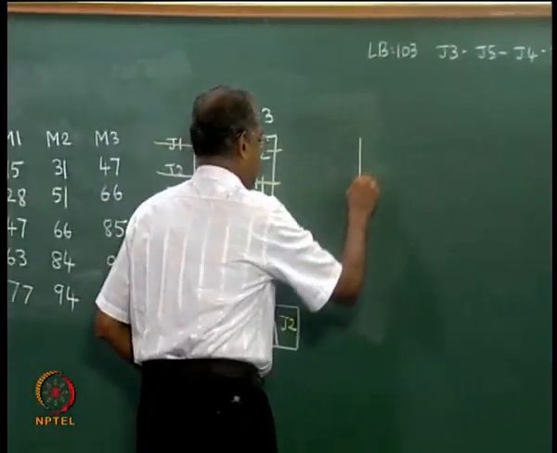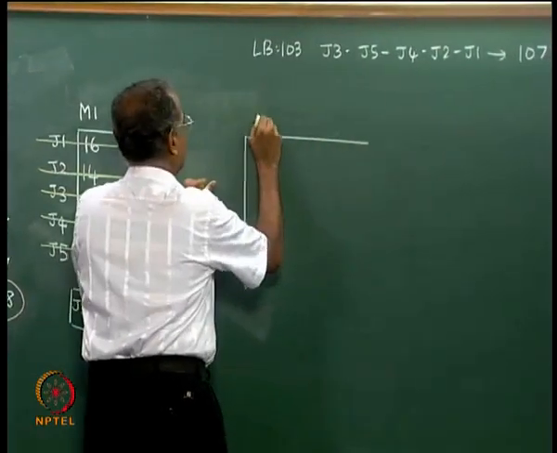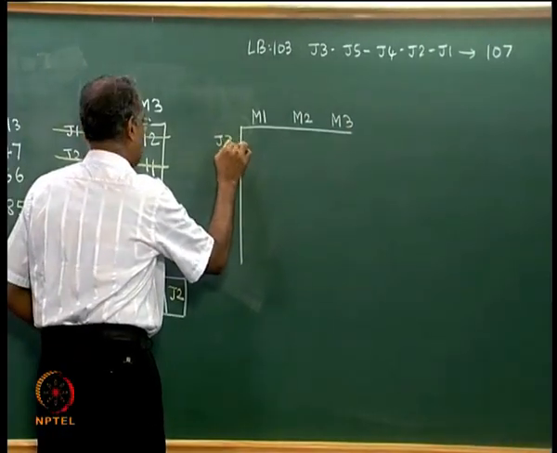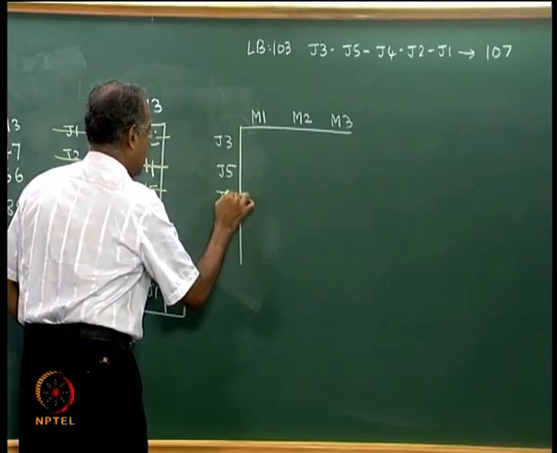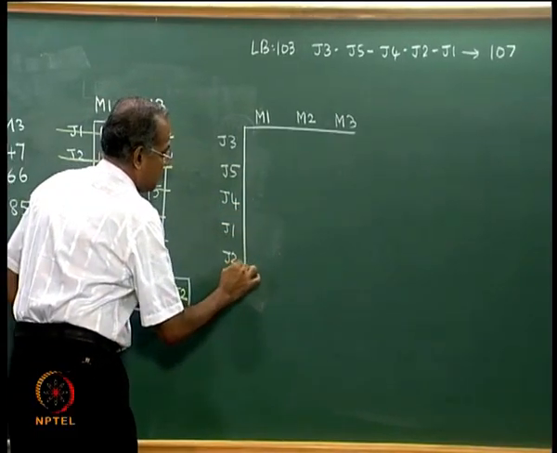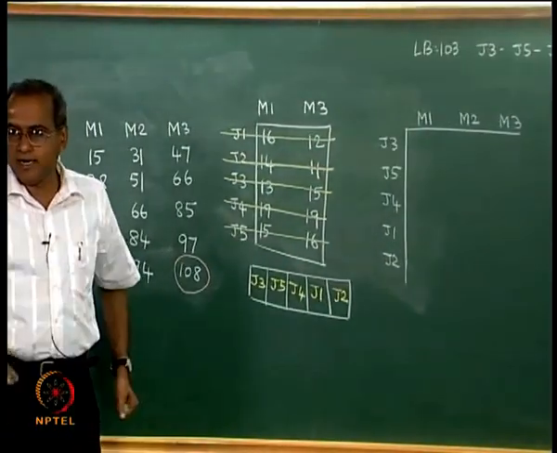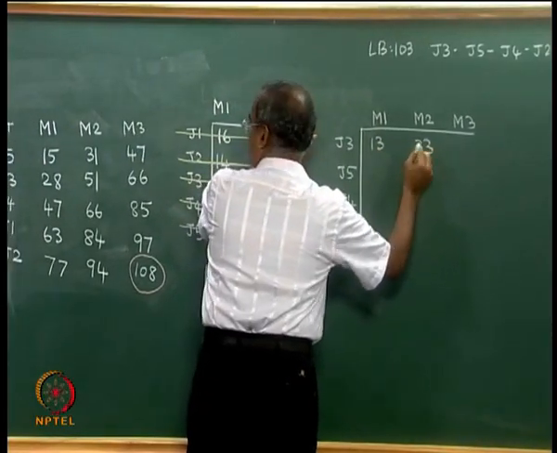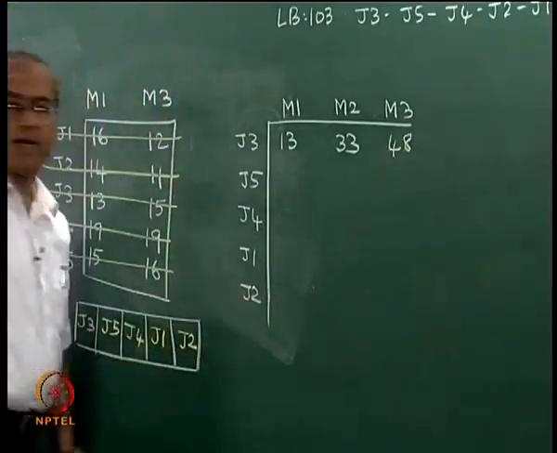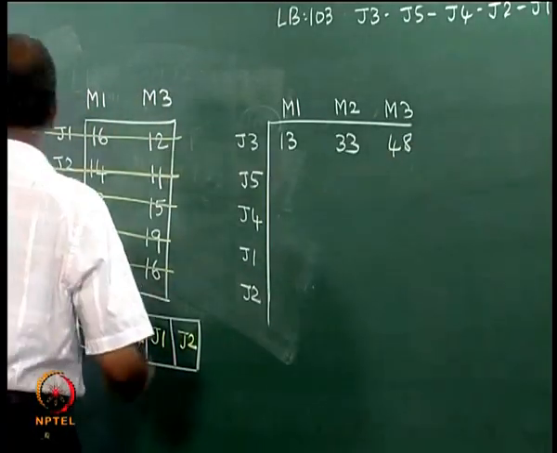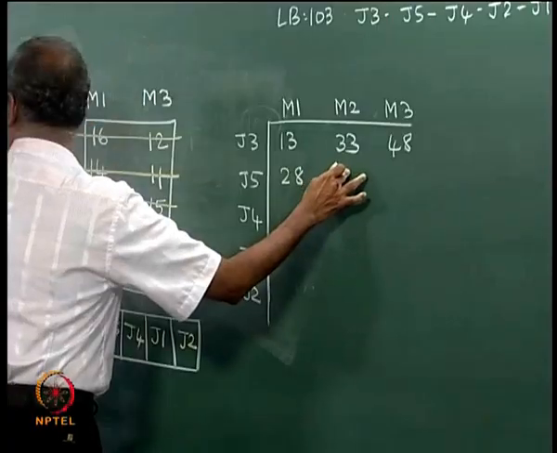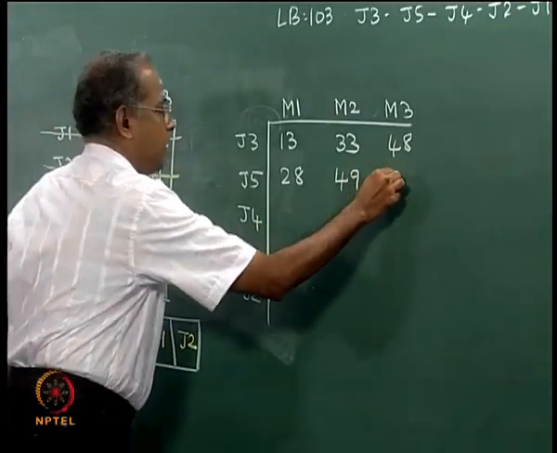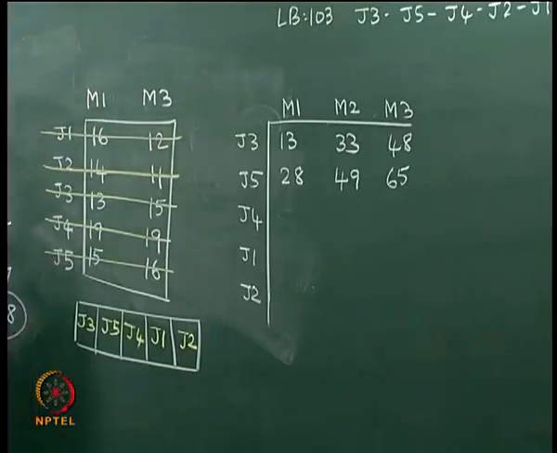So we write M1, M2, M3, J3, J5, J4, J1, J2. So, very quickly writing the completion times. J3 is 13, 13 plus 20, 33, 33 plus 15, 48. J5 starts at 13, finishes at 28, waits till 33, finishes at 49. M3 is already available, 49 plus 16 is 65.